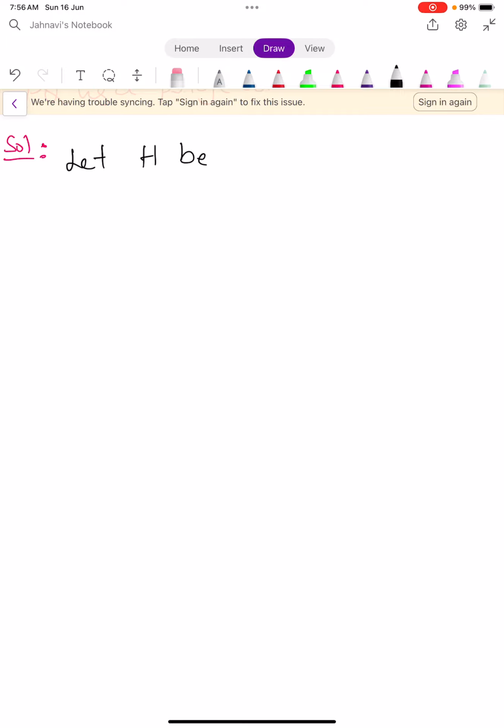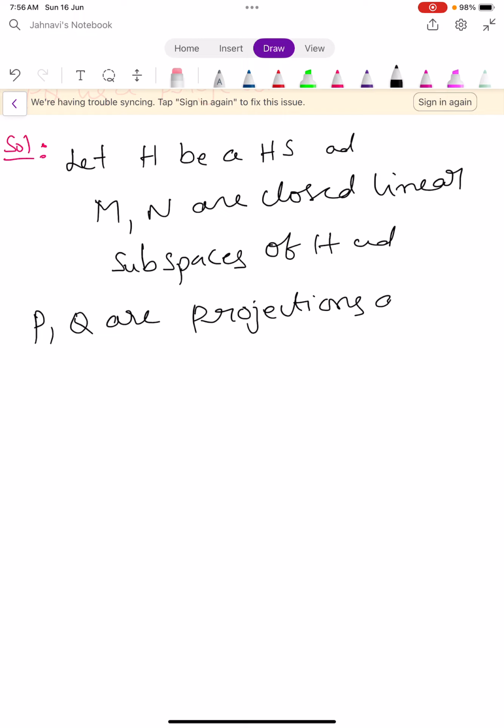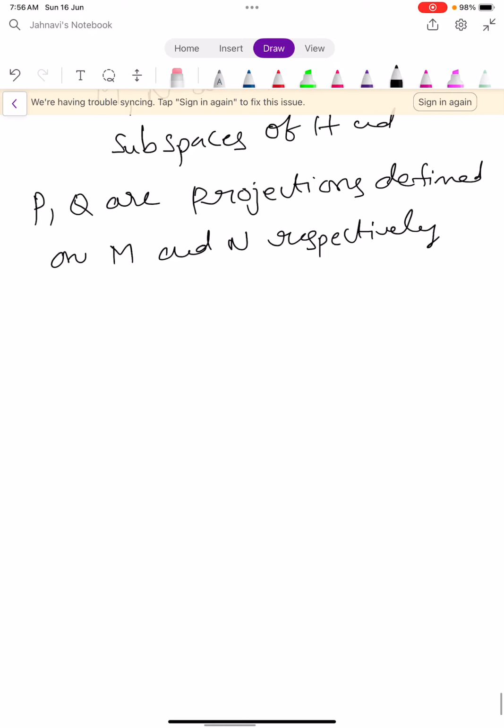Let capital H be a Hilbert space, and capital M, N are closed linear subspaces of capital H, and P, Q are projections defined on M and N respectively. It means P is a projection on M, Q is a projection on capital N.